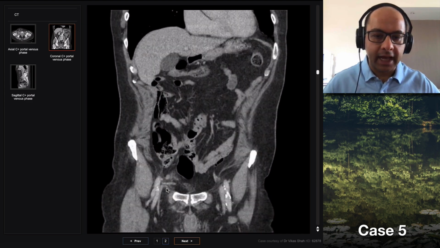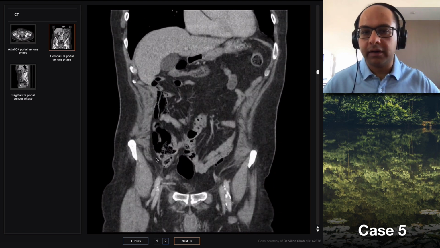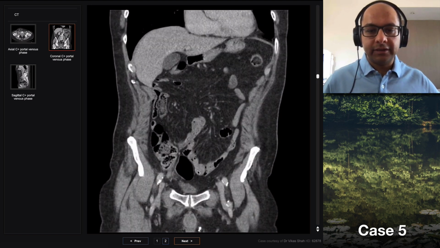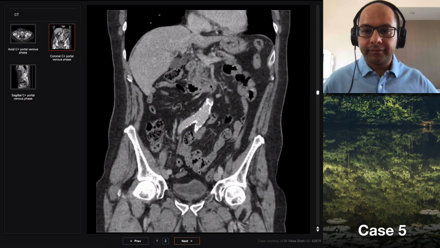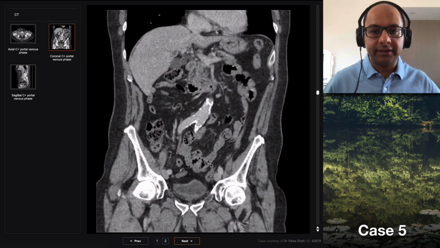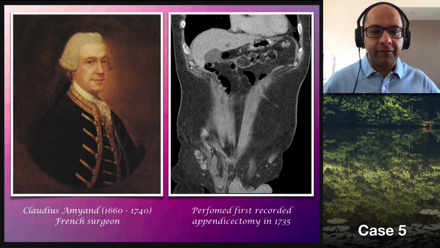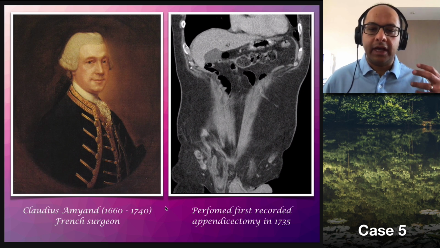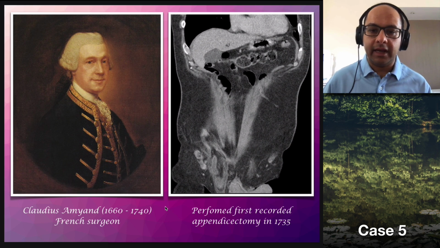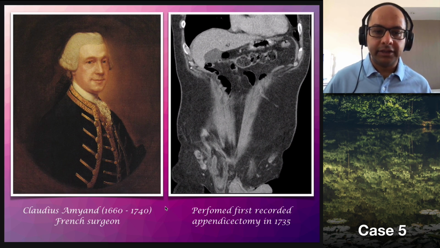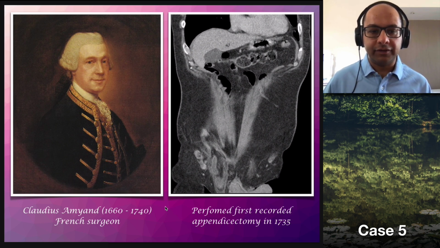And this has got a particular name to it. So does anyone know what this is known as? Amyot hernia? Yeah, that's right. This is what this is. So this type of hernia is essentially appendix, which is inflamed. So acute appendicitis, and then within an inguinal hernia. Okay, so it's an inguinal hernia with appendicitis. So described by this guy, Claudius Amyot, 17th century French surgeon, and he performed the first recorded appendicectomy in 1735, and this type of hernia is named after him.